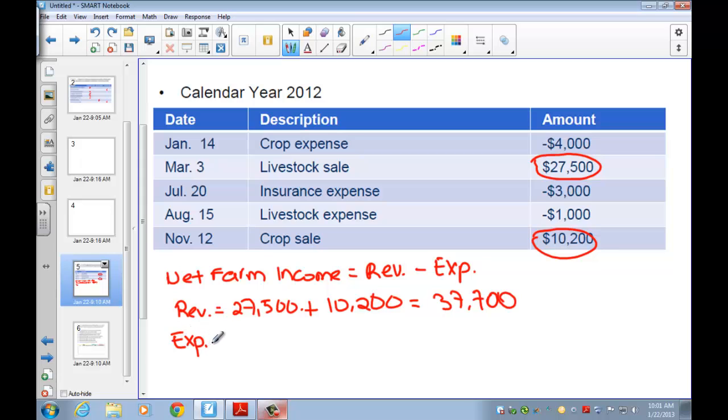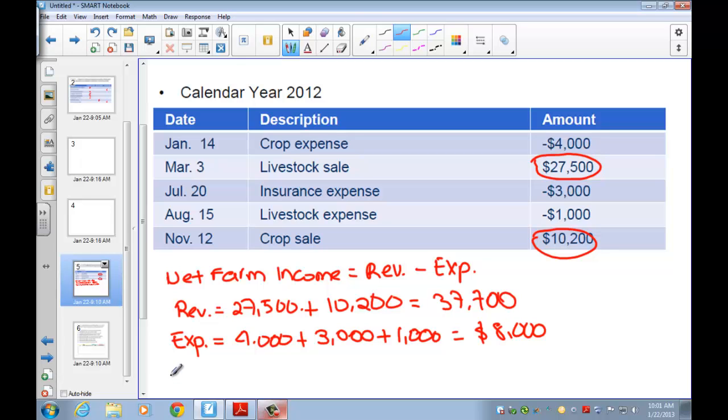So let's look at our expenses. We had in January a crop expense of $4,000, an insurance expense of $3,000, and a livestock expense of $1,000. This is equal to $8,000 in expenses for the calendar year 2012.